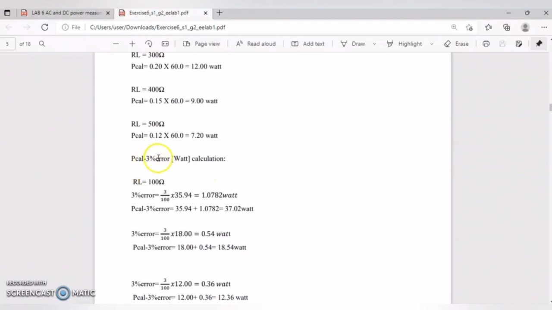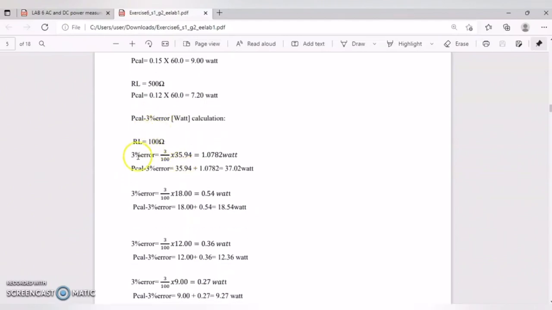So we need to find the P ical minus 3% error. First, the 3% error, which is 3 divided by 100 times 35.64, we can get 1.0782 watt. And the answer, we must add to 35.94 to get the P ical plus or minus error, which is 37.02 watt.